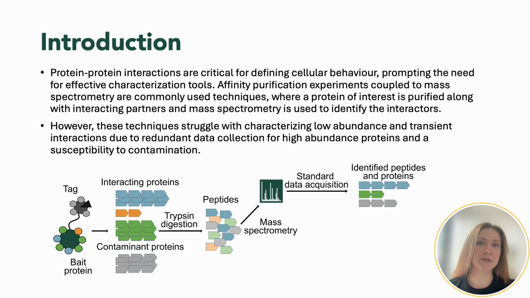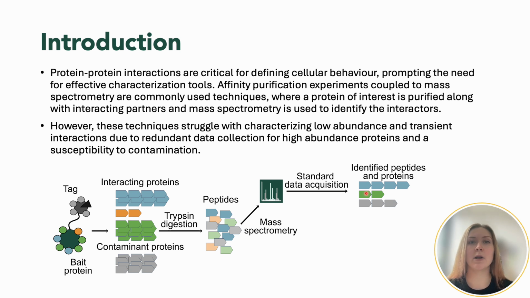Proteins and their protein-protein interactions play a critical role in shaping cell behavior, which makes us really interested in having efficient techniques to study protein-protein interactions, especially in a high-throughput manner. Now the common method is using affinity purification experiments, which are coupled to mass spectrometry. So with affinity purification, you can choose a bait of interest and express it with a tag. You can then isolate the tagged protein along with all of its interactors and then identify them using mass spectrometry.